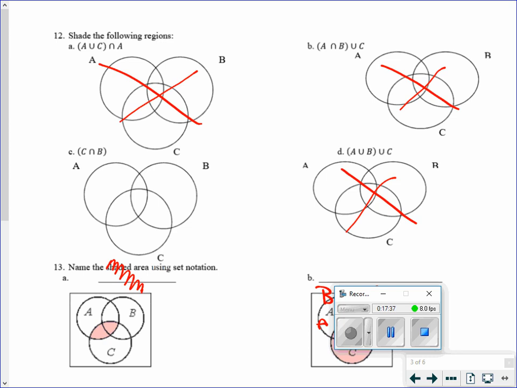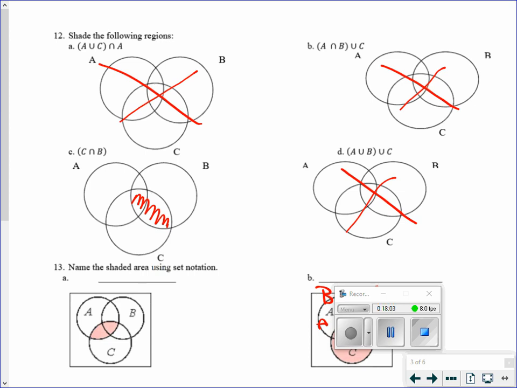All right, so let's take a look at this one, letter C. See if you can shade in the area for C and B. Put me on pause, come back and check your work. All right, this region right here represents the people or the things or whatever of C and B. All right, let's go on down to the next one.